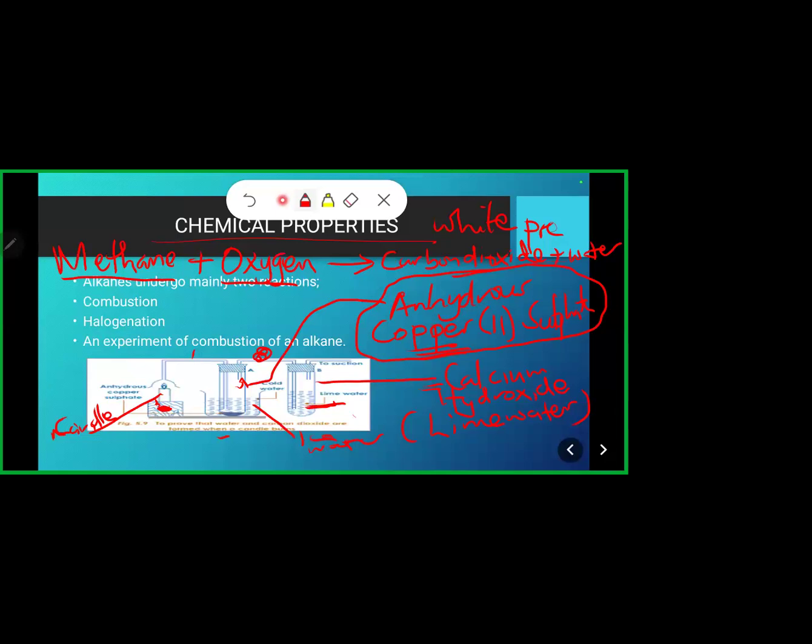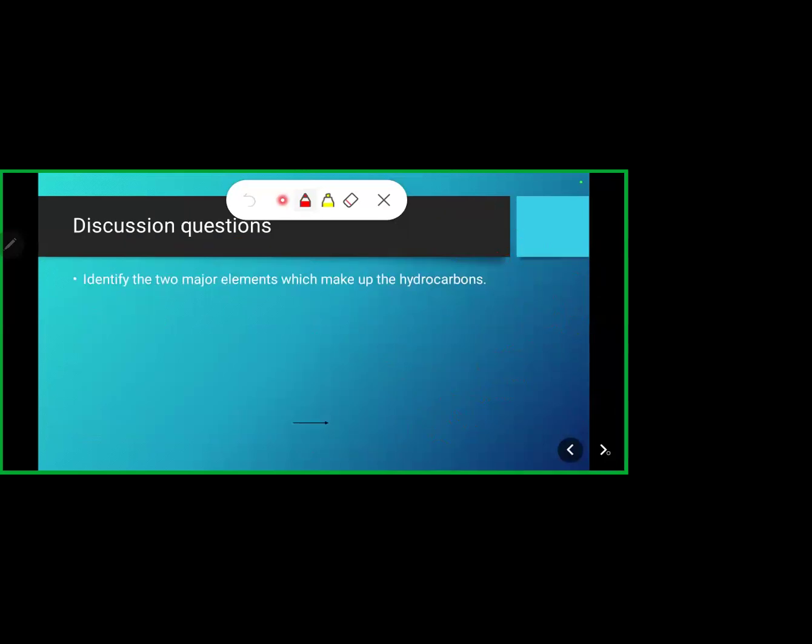Okay, thank you. So I have some few questions in line with what we've just learned up there. Identify two major elements that make up a hydrocarbon. Who can tell us those two major elements that make up a hydrocarbon?